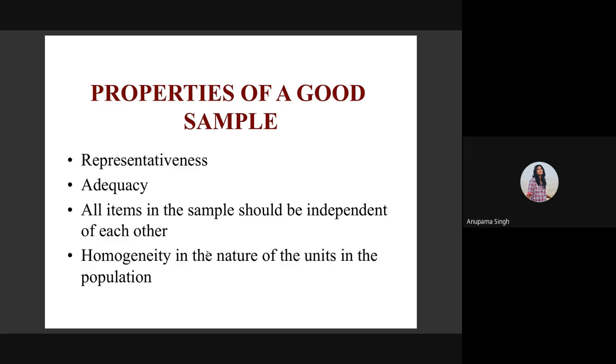Now we have homogeneity in the nature of the units. Homogeneity here means that all the units should be from some set of groups, right? If you are taking different castes or religions, then there should be a section from one caste, a section from another caste, and a section from another caste, right? So there is heterogeneity and homogeneity available at the same time.